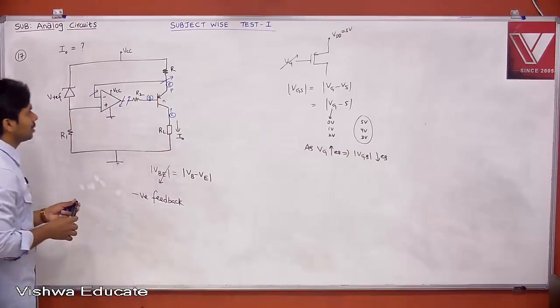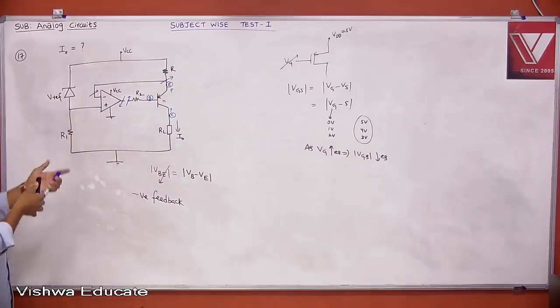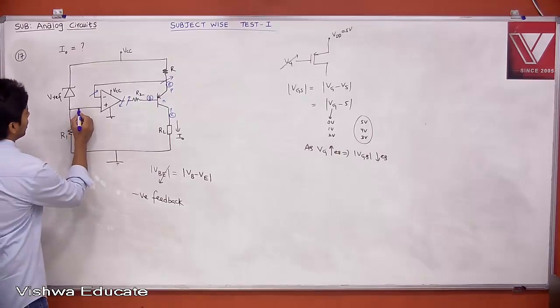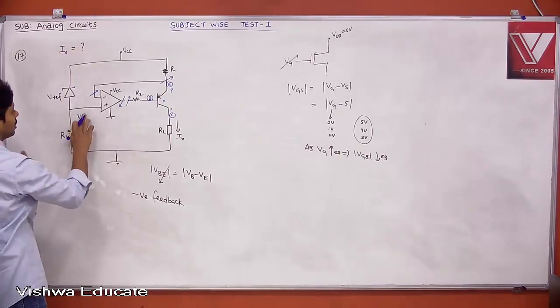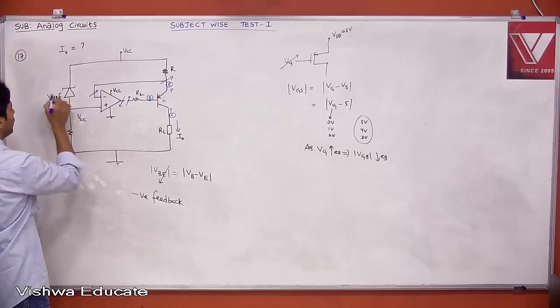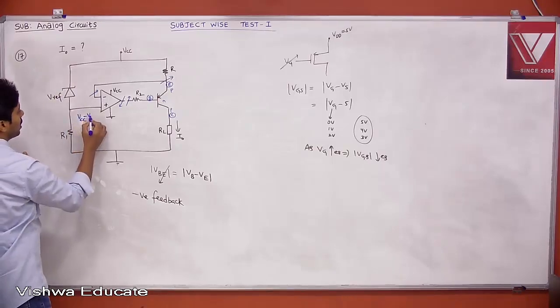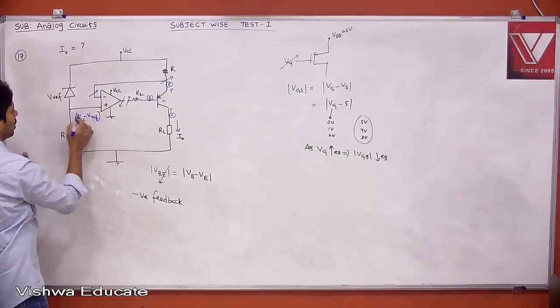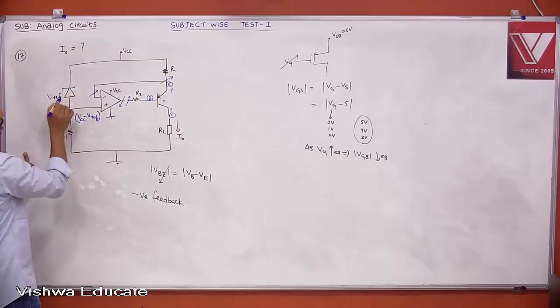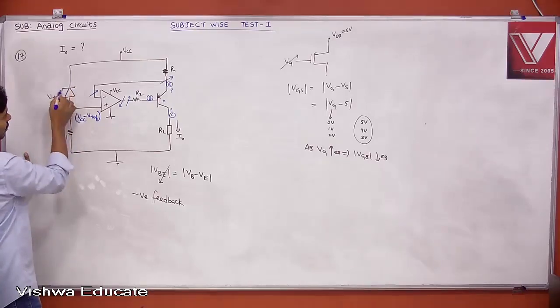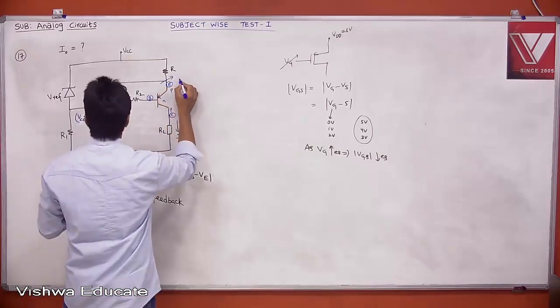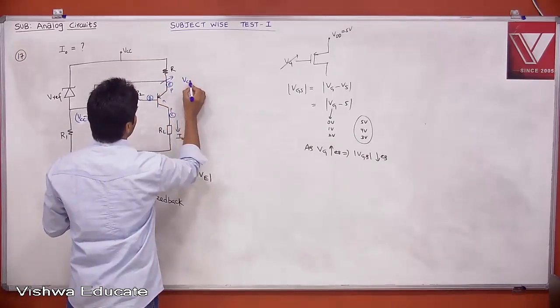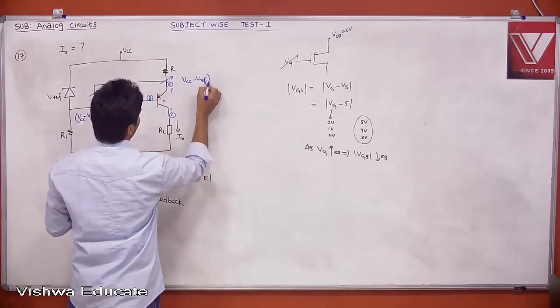If you use the virtual short concept, then what is this voltage? The voltage at this point is nothing but VCC, out of which Vref is dropped here, so VCC minus Vref. That is what you have, because this is nothing but a battery when it is in breakdown. Therefore, it is nothing but a reference voltage generator. Therefore, the same Vref you see here. So this voltage is nothing but VCC minus Vref.